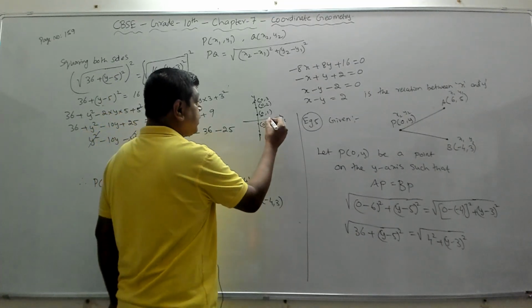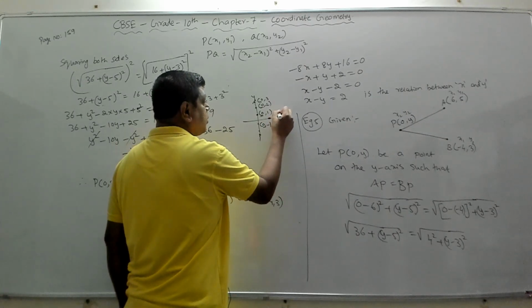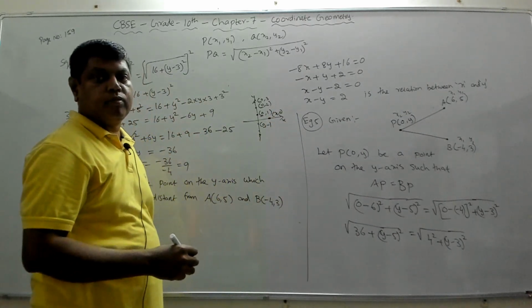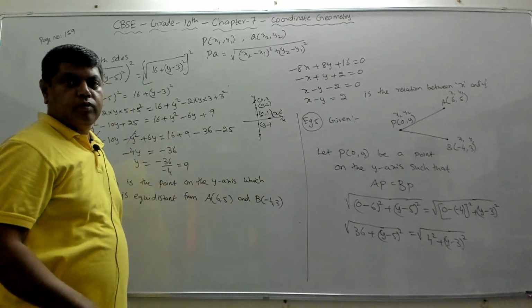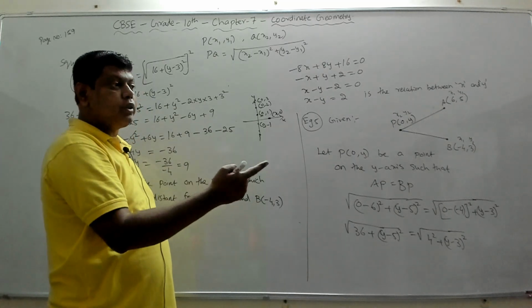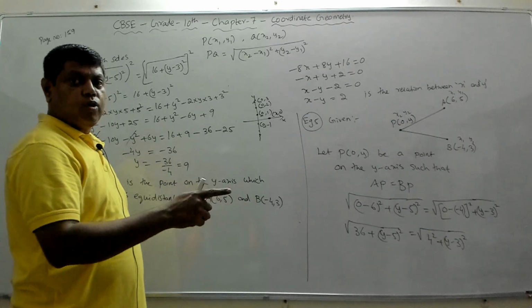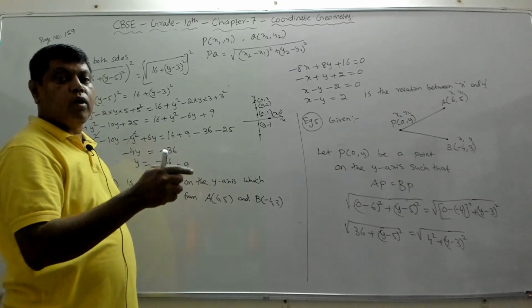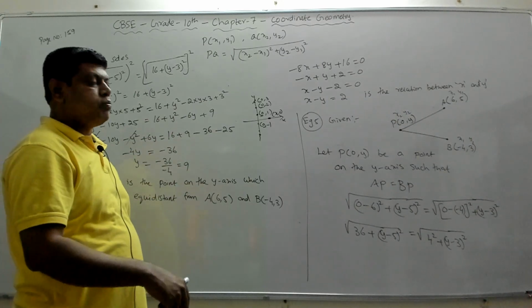Similarly, any point that we take on the x axis will be some x comma 0. Its y coordinate will be 0. For any point on the x axis, its y coordinate will be 0. That's why we call y equal to 0 the equation of the x axis, because every point on the x axis has y coordinate 0.